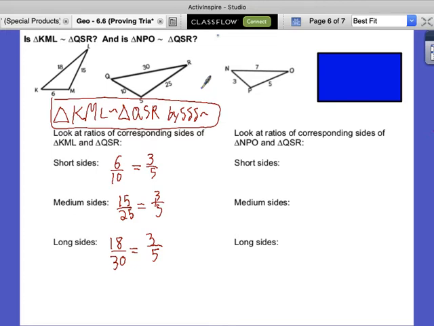We don't need the angle. Not the bigger triangle. We're just doing these two right now, NPO and QSR. So now we answered the first question. Now we're answering the second question: is triangle NPO similar to triangle QSR? So we can go through the same process we did on the left, but over here on the right with these two triangles. And we're trying to say, are these triangles similar or not?